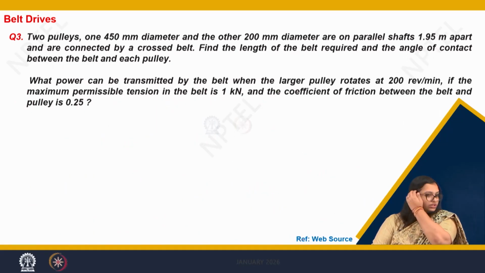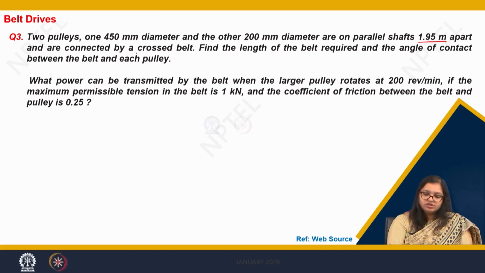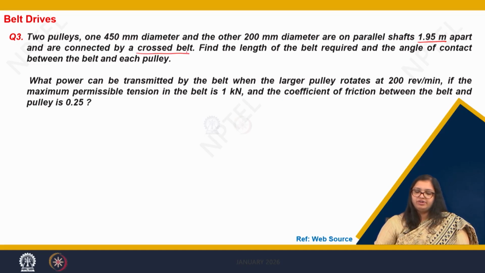Now, coming to the third question, we have two pulleys, one 450 mm in diameter and the other 200 mm in diameter, on parallel shafts. The distance between the two shafts is 1.95 meters, and they are connected by a cross belt. We have to find the length of the belt that is required.